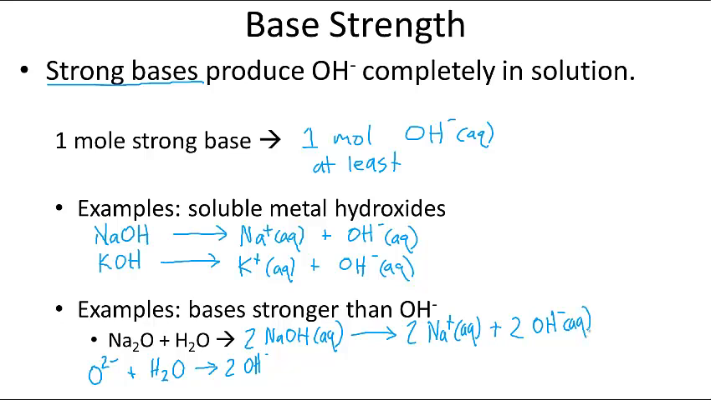Which is why up at the top I said at least 1 mole. Because here, if I dissolve 1 mole of Na2O, I get 2 moles of hydroxide. So those are strong bases. Things that completely, 100% of the time will take H plus away from water.